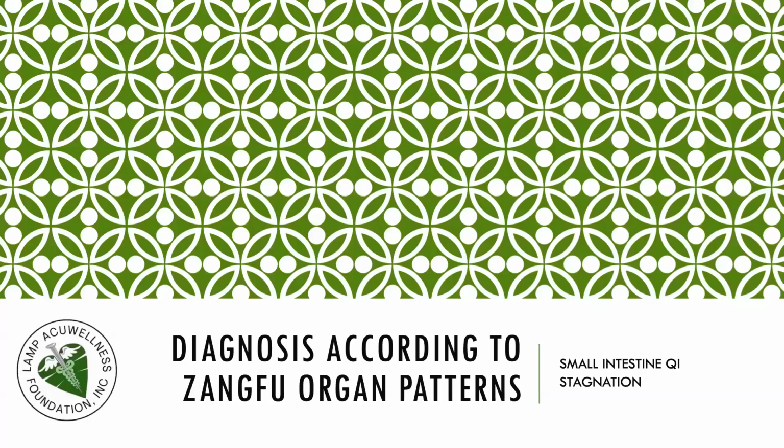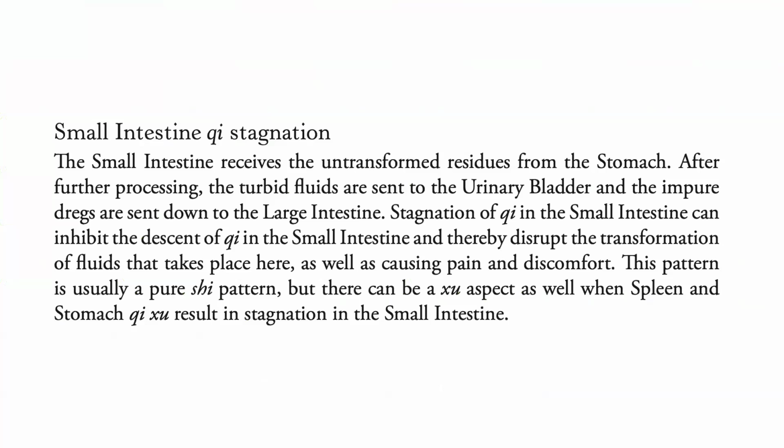Let us continue our subject on diagnosis according to Zangfu organ patterns. The small intestine qi stagnation. The small intestine receives the untransformed residues from the stomach. After further processing, the turbid fluids are sent to the urinary bladder, and the impure dregs are sent down to the large intestine. Stagnation of qi in the small intestine can inhibit the descent of qi in the small intestine and thereby disrupt the transformation of fluids that takes place here, as well as causing pain and discomfort.